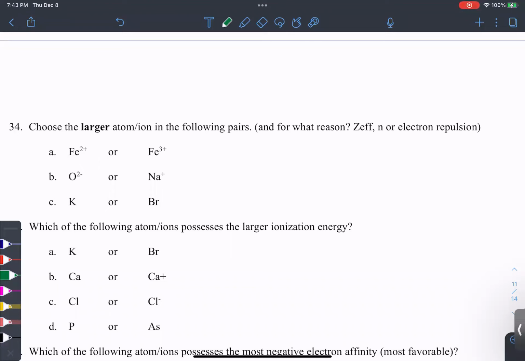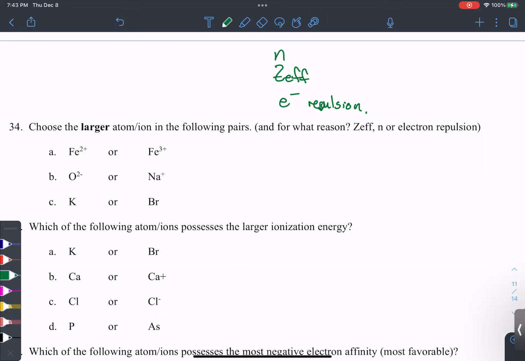We always consider 3 things when looking at trends. We look at the n value of the electron. We look at the Z effective that's experienced by that electron, or sometimes we consider electron repulsions, if it's an ion, a cation or anion. They all stem from the same things. So me personally, I don't look at the periodic table. I don't draw the arrows because I don't like to memorize things.